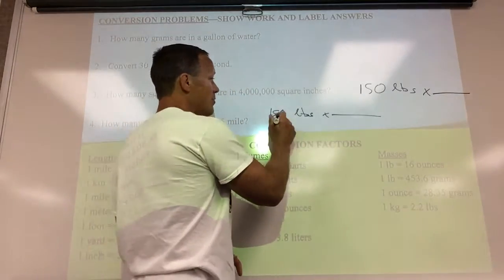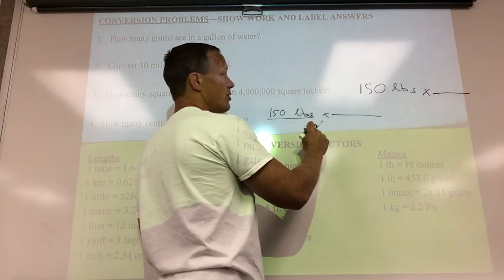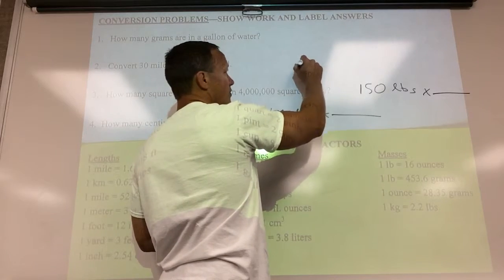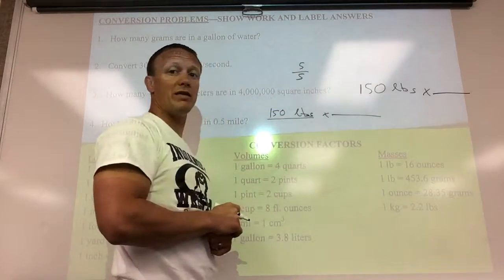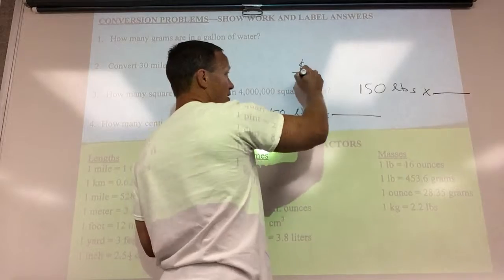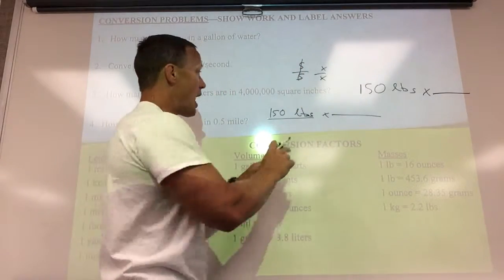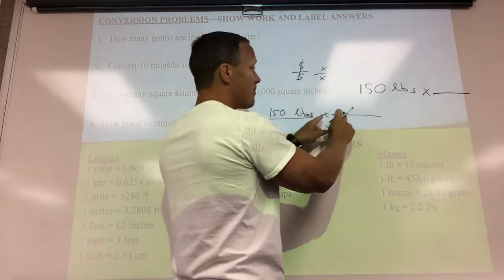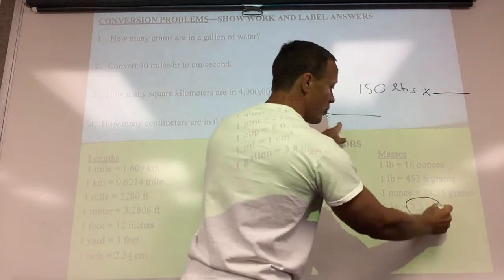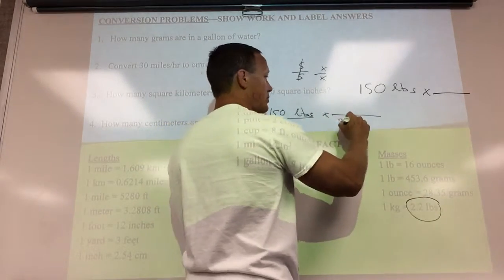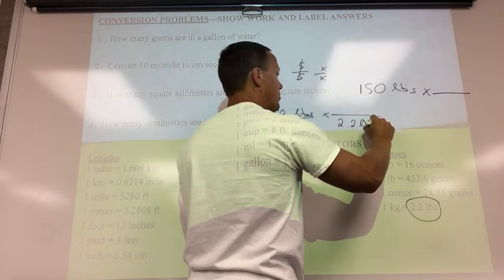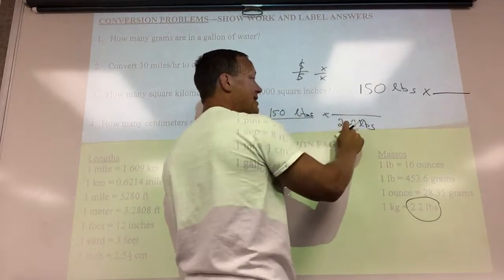Now, my labels are going to make sure they cancel. Just like in math, 5 over 5 becomes 1. They cancel out. The 5 and the 5 cancel. Or x divided by x becomes 1 and they cancel. I'm going to make sure, since this is in pounds, my pounds goes in the bottom. So I'm going to put my 2.2 pounds in the bottom, and something equal to that on top.